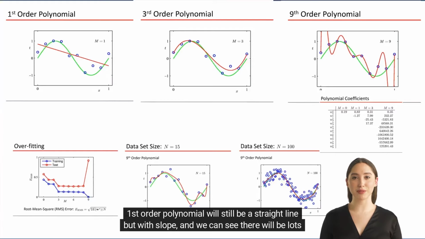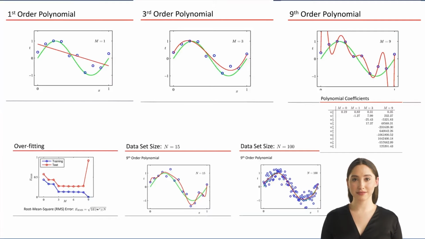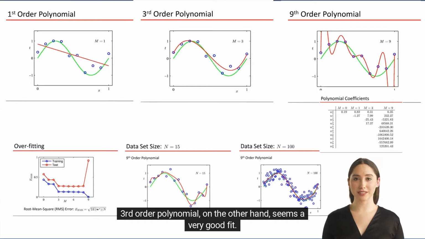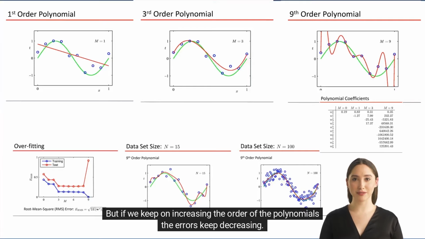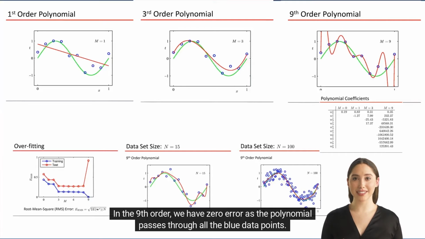First-order polynomial will still be a straight line, but with slope, and we can see there will be lots of error. Third-order polynomial, on the other hand, seems a very good fit. But if we keep on increasing the order of the polynomials, the errors keep decreasing. In the ninth order, we have 0 error as the polynomial passes through all the blue data points.